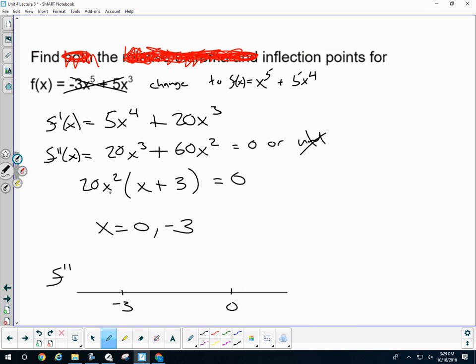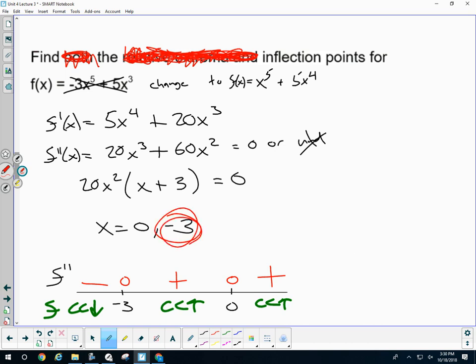Because of this x squared, we notice that we're not going to change signs at 0. Let's see what the signs are. If I plug in something like 1, positive, positive. Something like -1, positive, positive. Something like -4, positive, negative. That is telling me that f is concave down, then concave up, then concave up. We will not have any concavity change at -3 and 0, but only x equals -3 is a point of inflection.